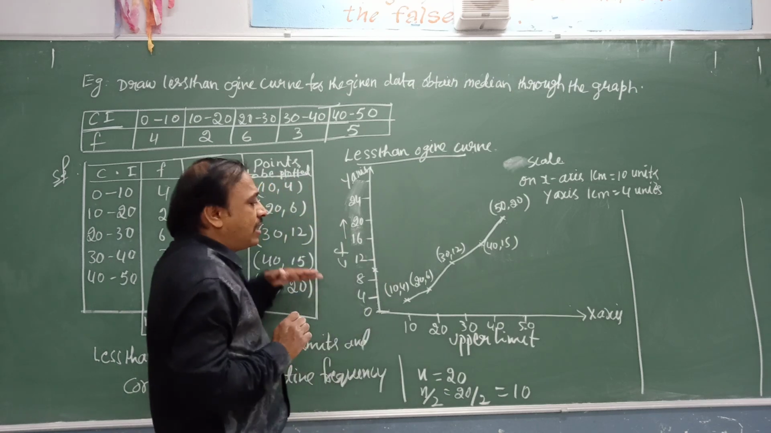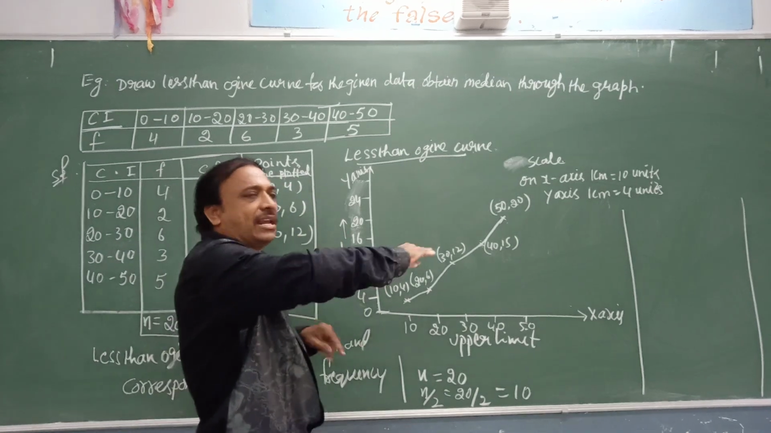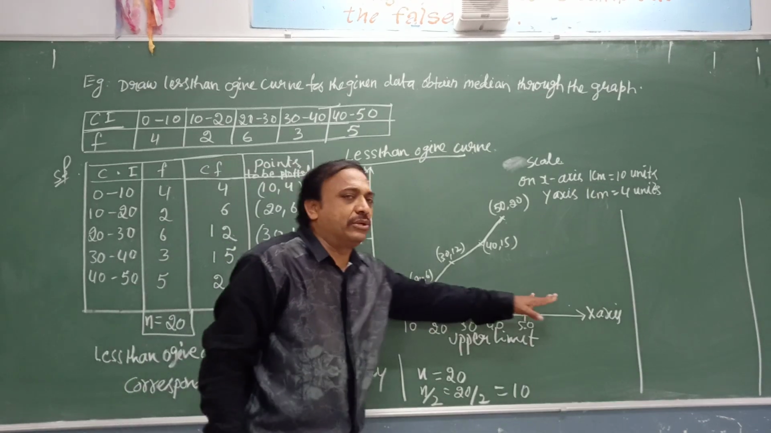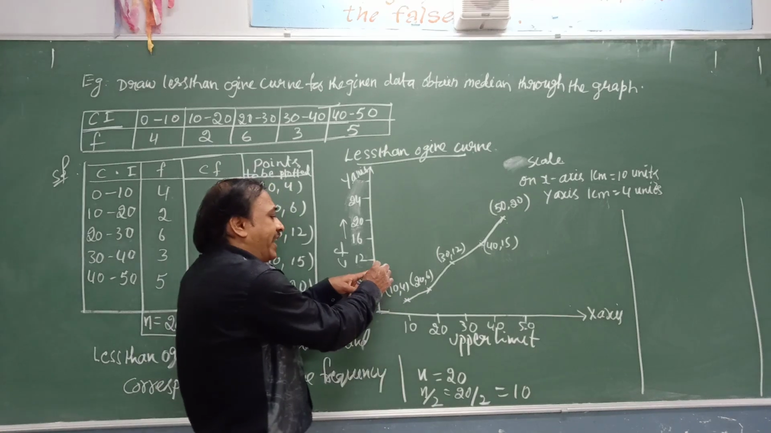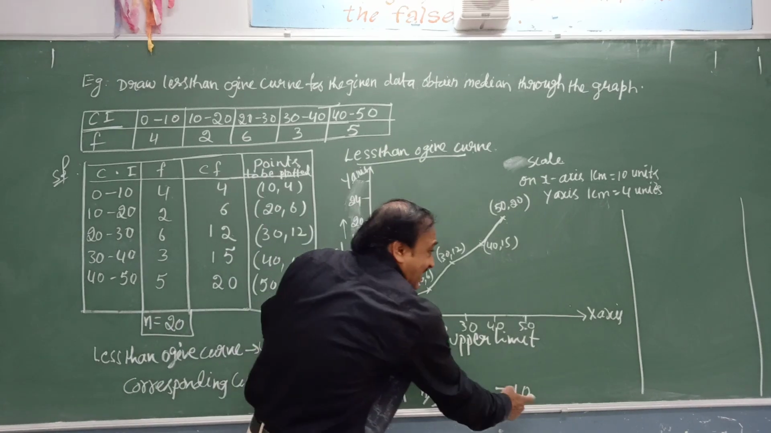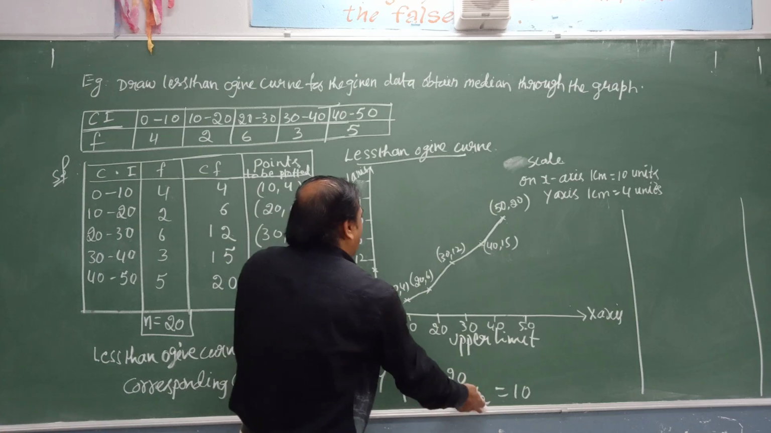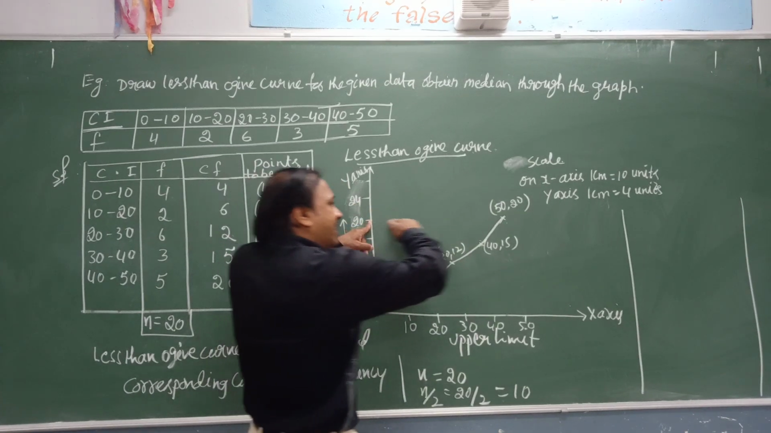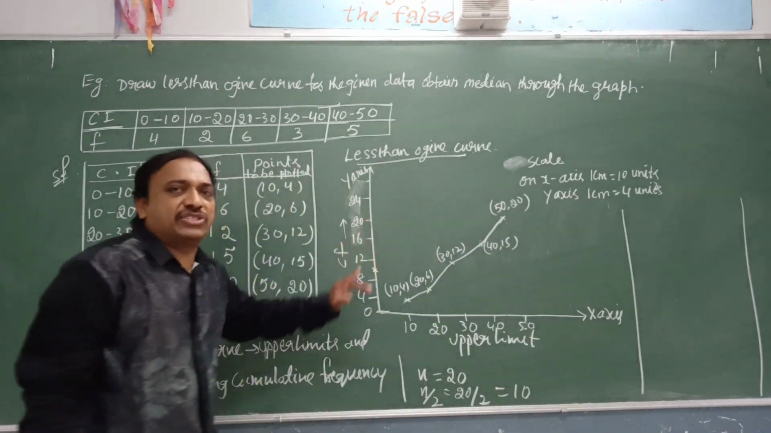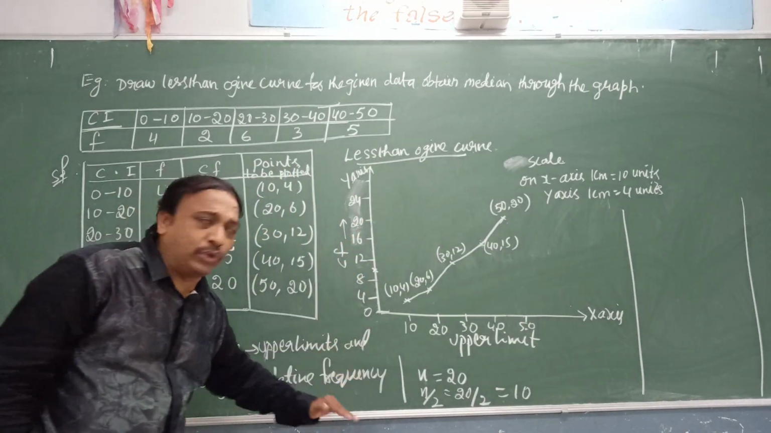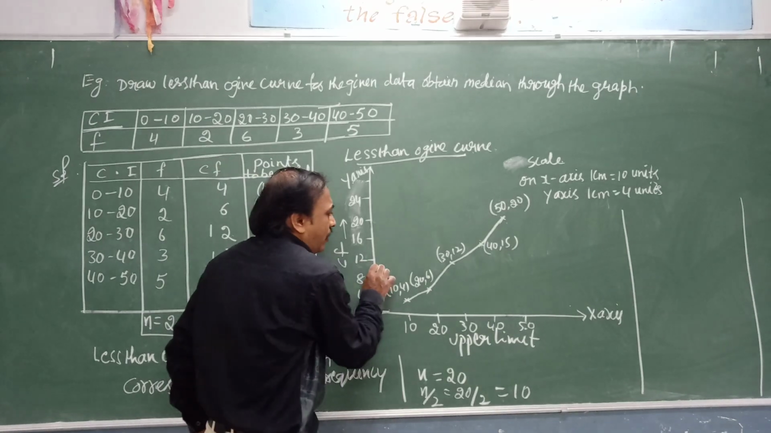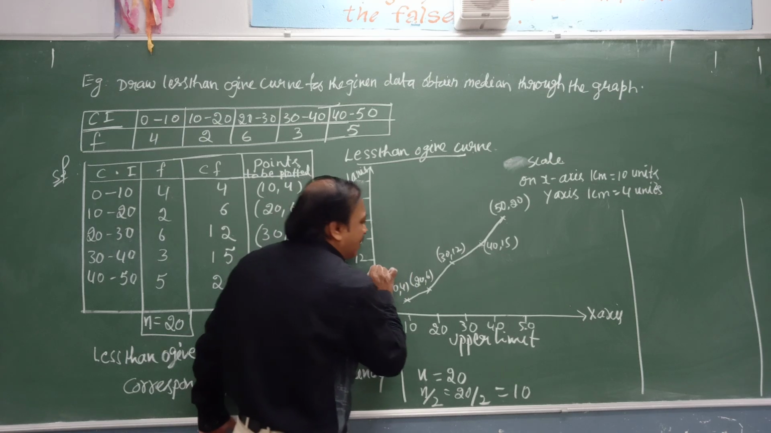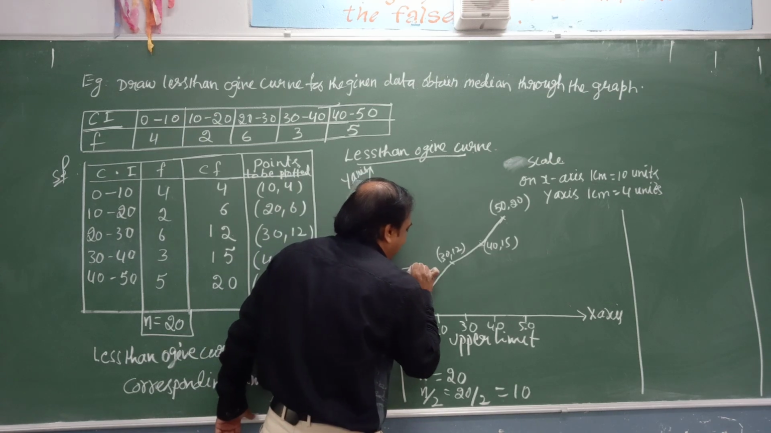So from this, use the scale, draw a parallel line to the x-axis. Which line are you constructing? A parallel line to the x-axis through the point 10, because n by 2 value is 10. If n by 2 value is 20, mark 20 from here and draw the parallel line. Based on the frequency total divided by 2, we locate the point. Now use the scale and draw the parallel line.